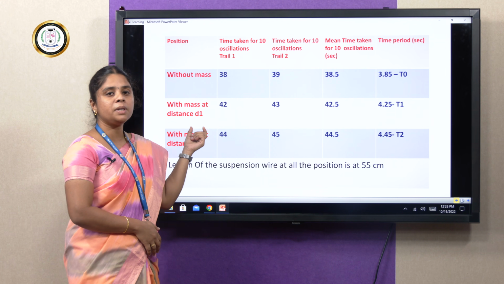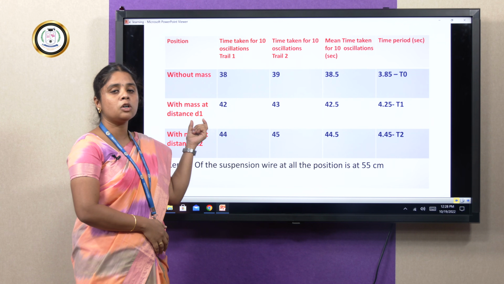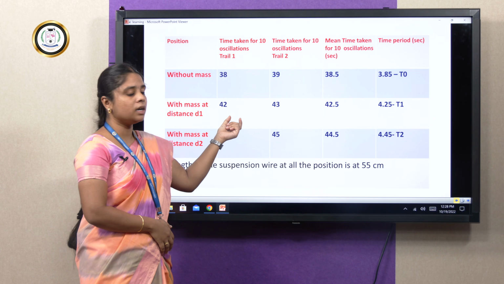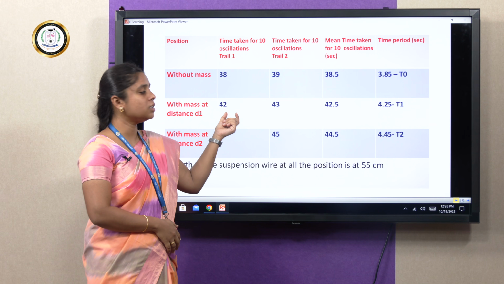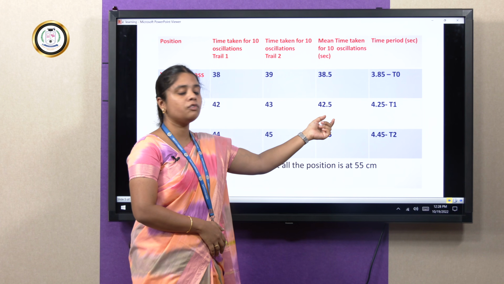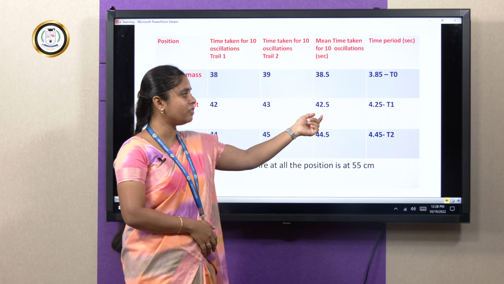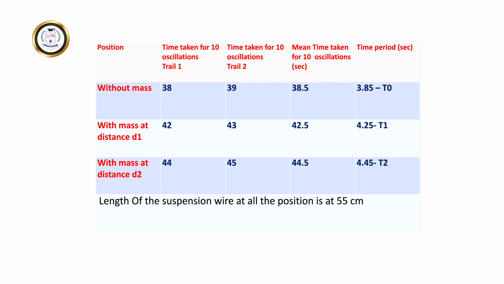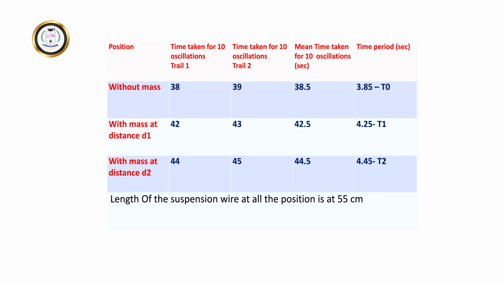Similarly, in position B where the masses are placed at the closest distance, in trial 1 the time for the oscillations is 42, in trial 2 it is 43 and the mean time taken for 10 oscillations is 42.5 and the time taken for one oscillation is 4.25 seconds.